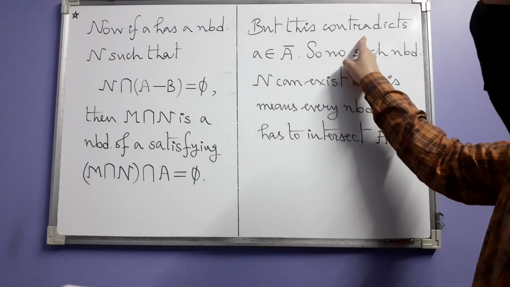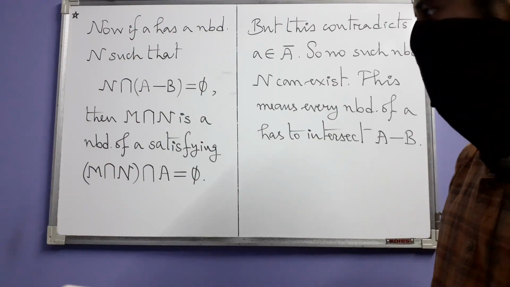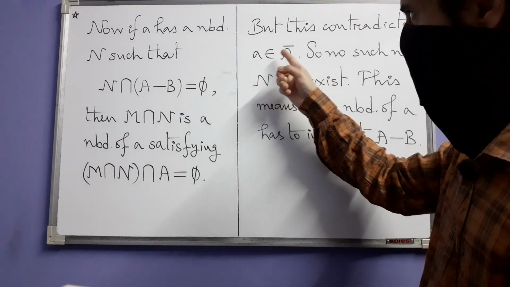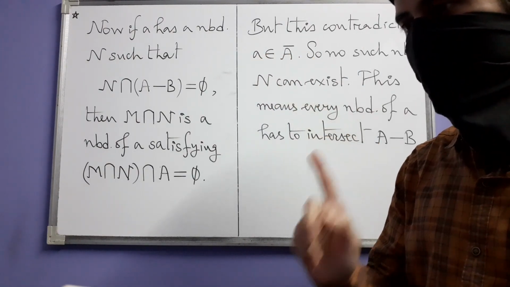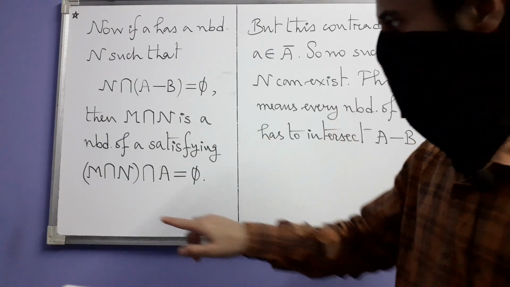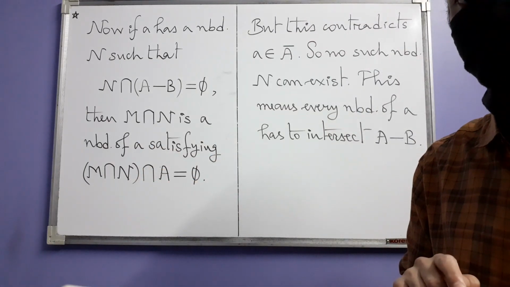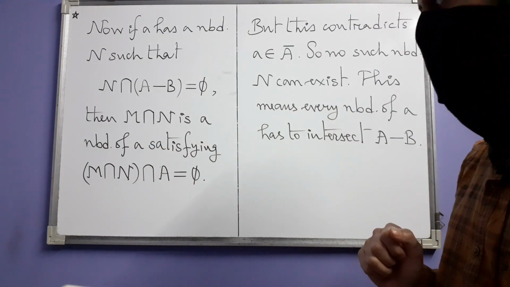Because this now contradicts the fact that A belongs to A closure. Why? Because A belongs to A closure, every neighborhood of the point A has to intersect the set capital A. But this is a neighborhood of A which does not intersect A. So there you have a contradiction.